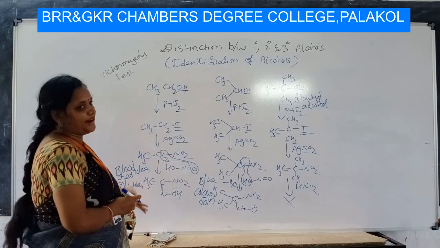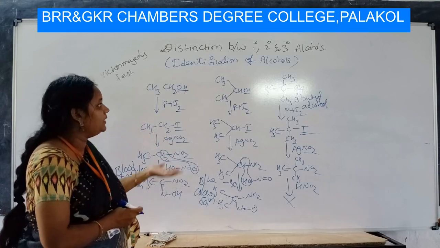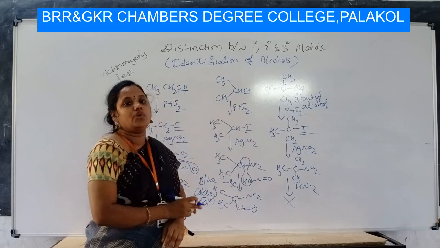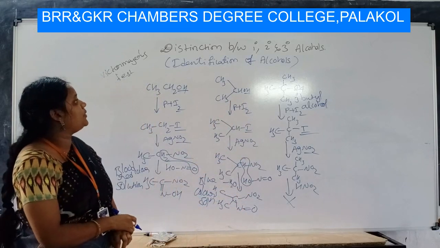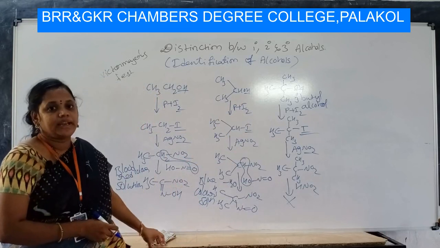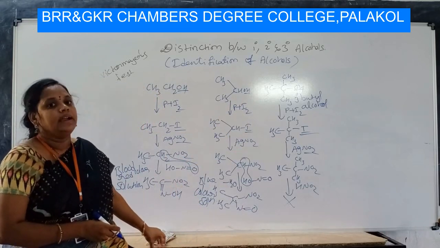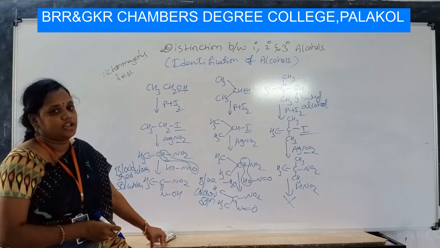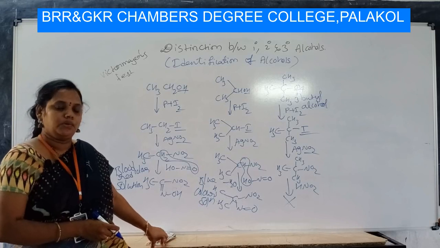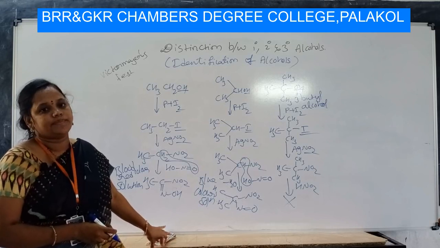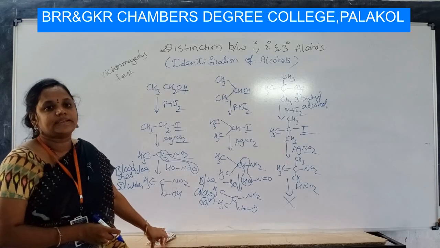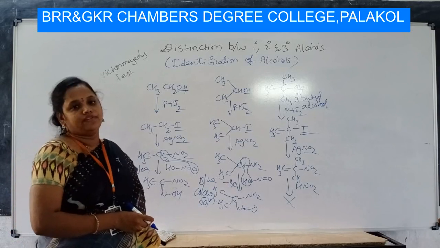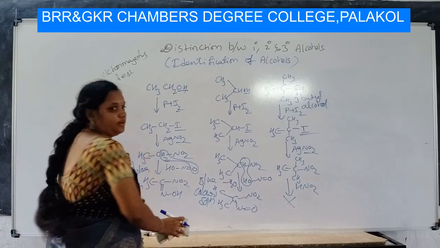In this way, for primary alcohol a blood red color solution is formed, for secondary alcohol a blue color solution is formed, and for tertiary alcohol no color is formed. This is about the distinction between primary, secondary and tertiary alcohols. In this way we can easily distinguish the alcohols by 4 tests. They are Lucas reagent test, ceric ammonium sulfate, Victor-Meyer's test, and one more, students, oxidation with KMnO4. Okay students?